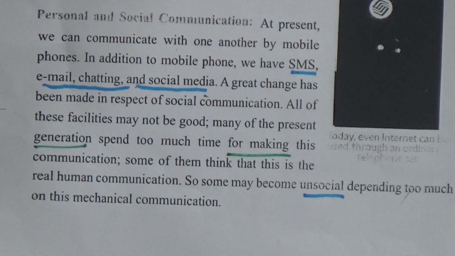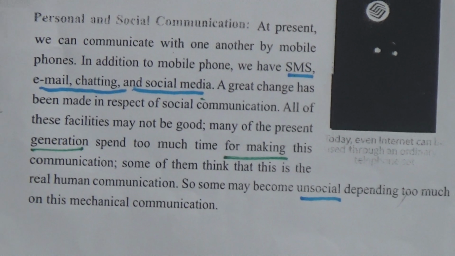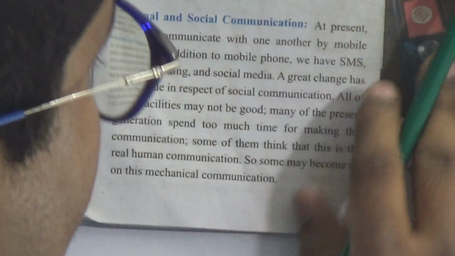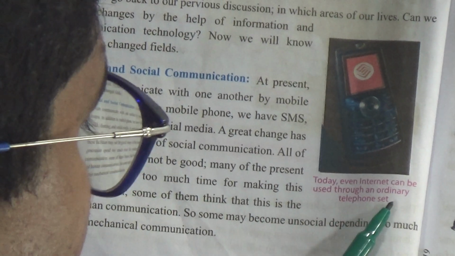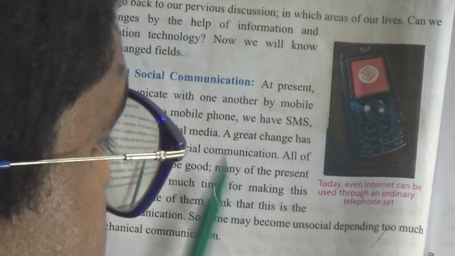Boys, I'm going to show you some pictures of personal and social communication. This is the device, a mobile phone. In your book, you can see. Today, even the internet can be used through an ordinary telephone set. This is a telephone set, a mobile set. You can use the internet from this television set. The last one.